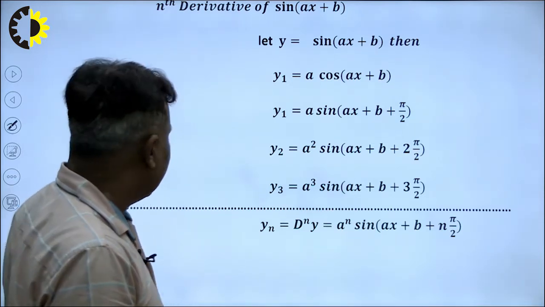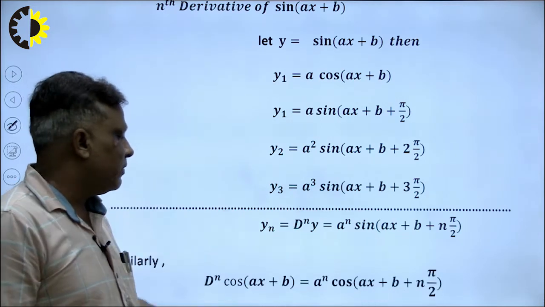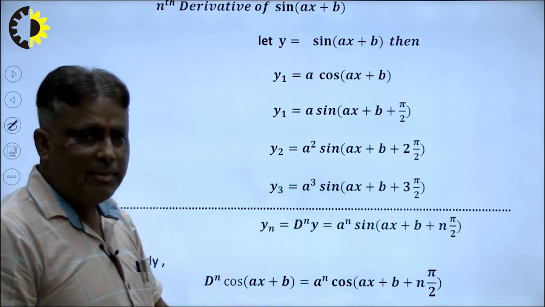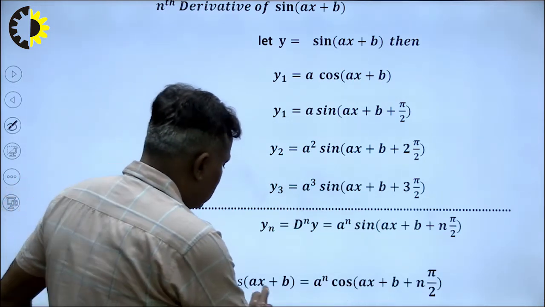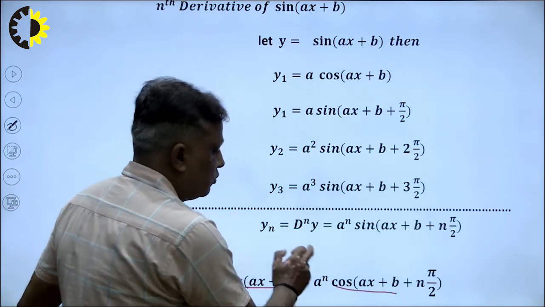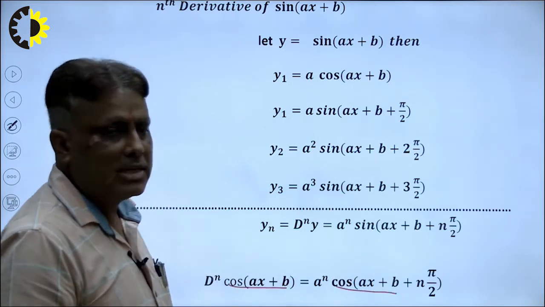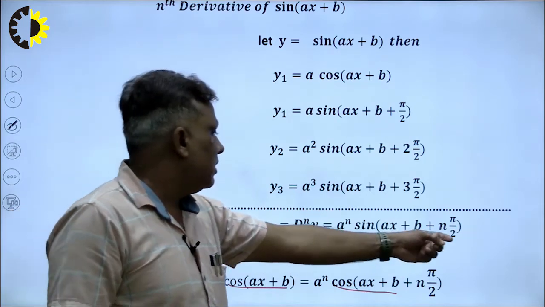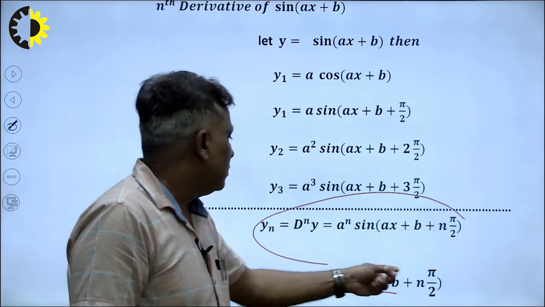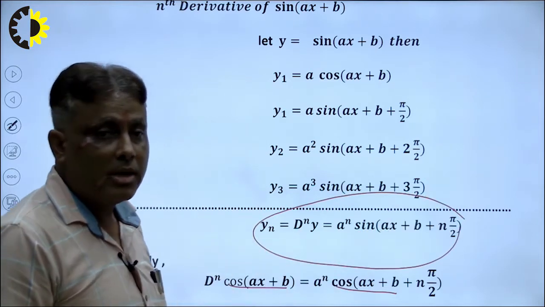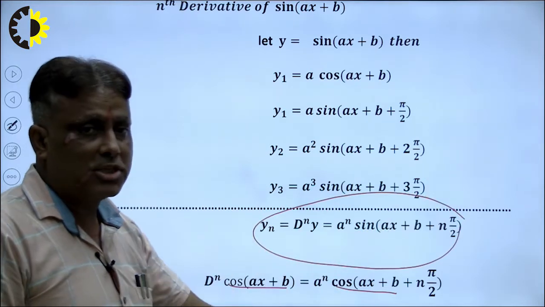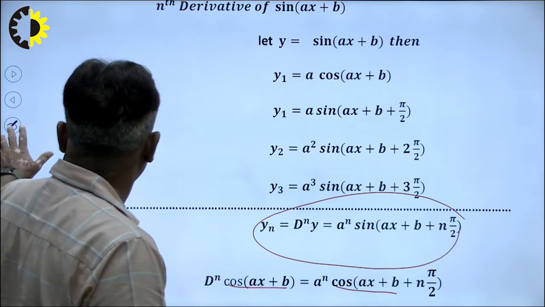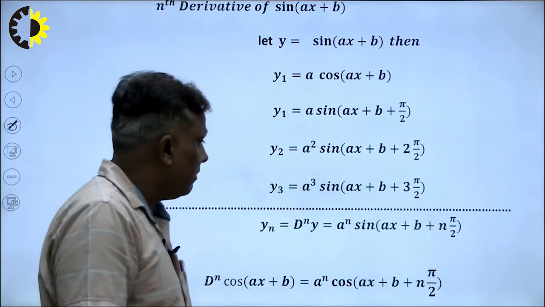Now similarly, suppose in the place of sin there is cos, so the result will be the same. There is cos, aⁿ cos(ax + b + nπ/2), so the result will be the same. If we remember this formula, both formulae are the same, right? So what is the utilization of such types of formulae when we solve derivatives? This will be helpful for all of us, right?